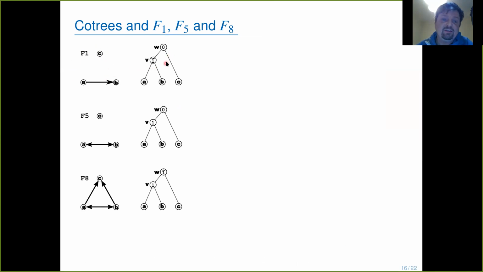Now the cotrees, they are shown here. For an F1 induced subgraph it looks like that, locally so to say. So we have here the vertex C, which is separated from the rest, so the last common ancestor must be a 0. And we have an edge A, which points to B, and so we have an ordered tree. So A is left of B, and their last common ancestor is an arrow 1.